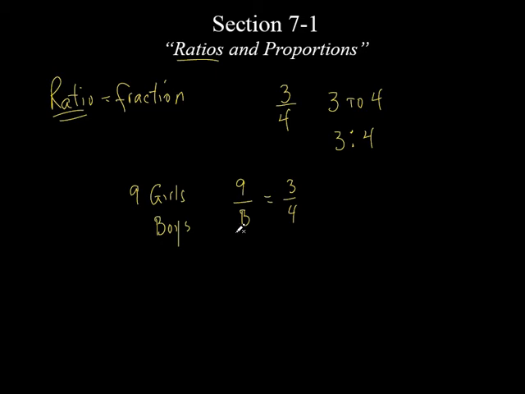You could do this a couple ways. One way is you could do this. Look, start off with 3. What did we do to 3 to get to 9? Well, we multiplied by 3. 3 times 3 is 9. What could I do to this 4 to get to the number of boys? Well, I took 3 times 3 is 9, so I would take 4 times what? 3. 4 times 3, and that would be 12. That means I would have 12 boys in the class.